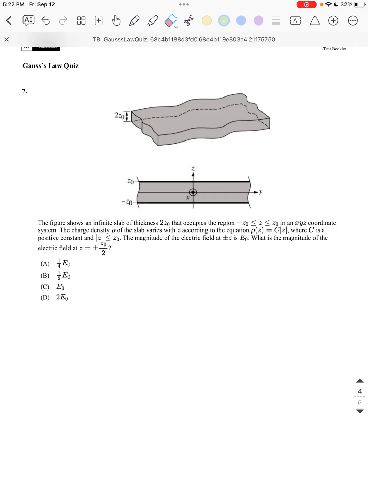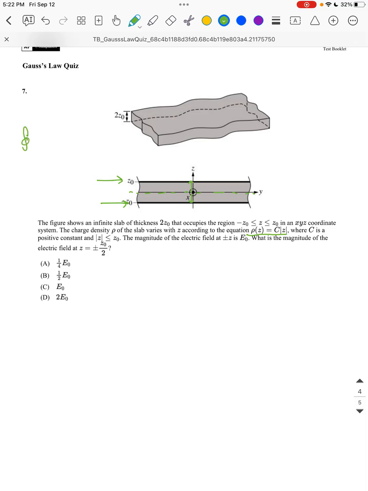So what you can tell by the problem itself is that the density of the charges is increasing as we go upward and downward. So here at the center, it would probably have the lowest amount of charges, and then at the surface, at positive and negative z naught, it would have a larger concentration of charges. So this requires us to do calculus. I'm going to start with the Gauss's law equation.